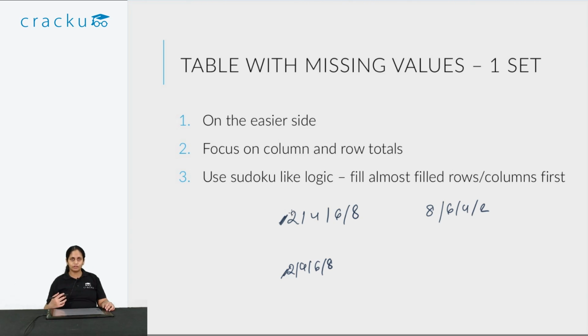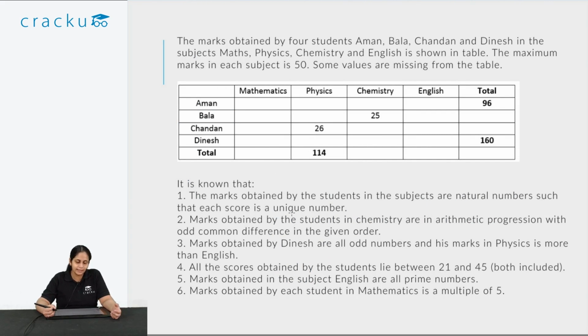So now that you know how to solve these kind of sets, let's take a look at an actual DI set based on this. So consider the following set. The marks obtained by 4 students Aman, Bala, Chandan and Dinesh in the subjects Maths, Physics, Chemistry and English is shown in the table. The maximum marks in each subject is 50. Some values are missing from the table. Okay, so this is a table. We have row totals over here, we have column totals over here, and some marks are missing.